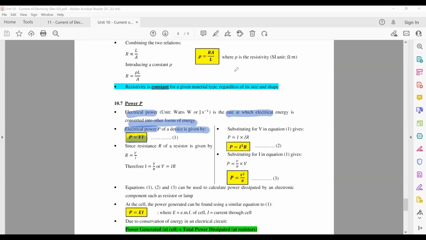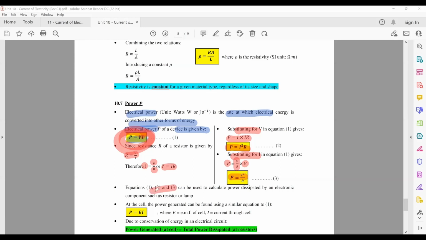Since you know that resistance is R equals V over I from the previous page, I is therefore V over R, or V equals IR. Now, if you look at equation 1 and substitute for V, you get P equals I times IR, giving you P equals I squared R. Then if you again refer to equation 1 and substitute for I, you get P equals V over R times V, giving V squared over R.